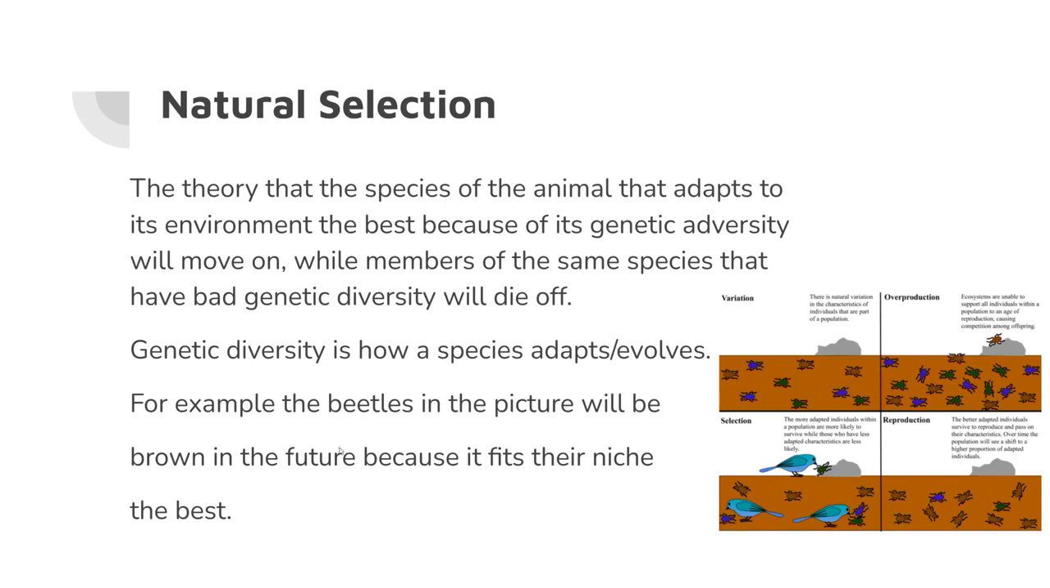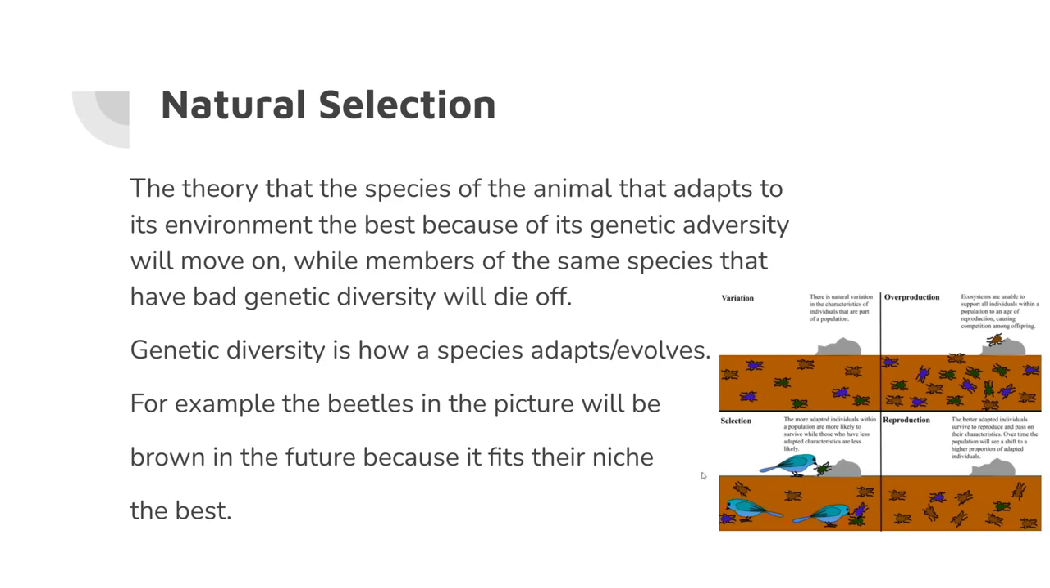Alright. Now we need to learn about natural selection. Natural selection is the theory that the species of the animal that adapts to its environment the best because of its genetic diversity will move on, while members of the same species that have a bad genetic diversity will die off. Genetic diversity is how a species adapts and evolves.